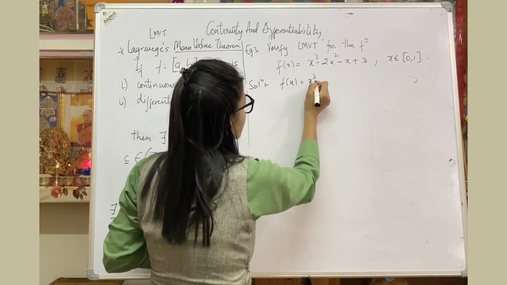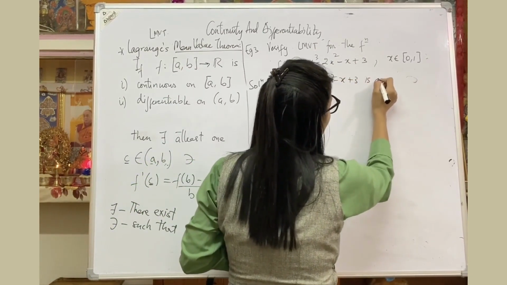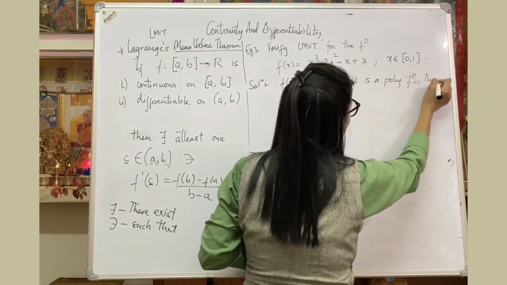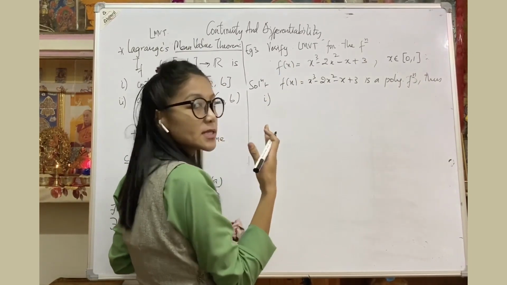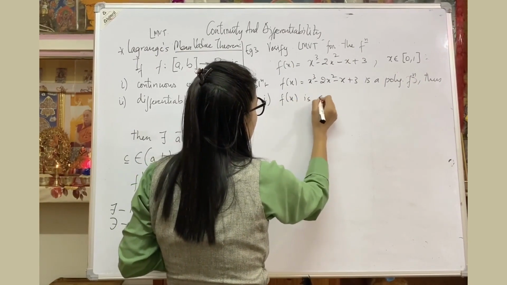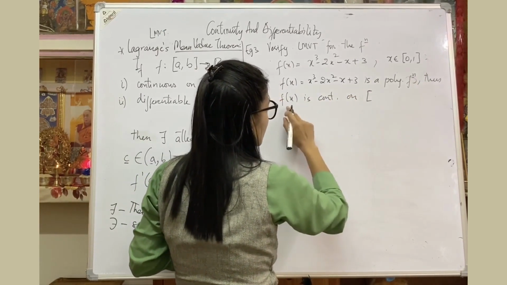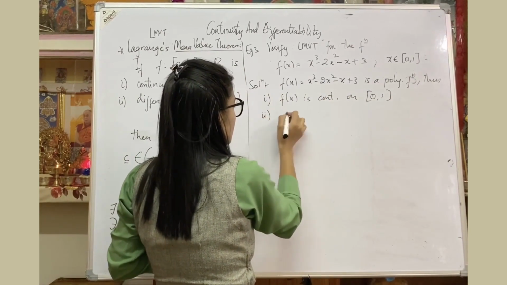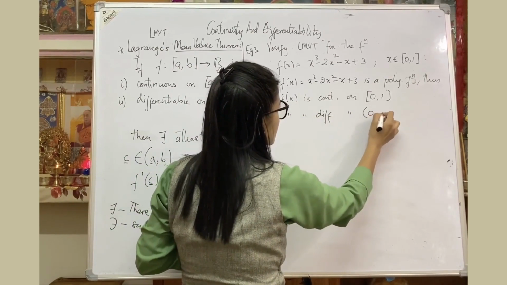f(x) equals x cubed minus 2x squared minus x plus 3 is a polynomial function. Thus you have the two conditions: a polynomial function is continuous everywhere, so f(x) is continuous on the closed interval 0 to 1. Number 2, f(x) is differentiable on the open interval 0 to 1.